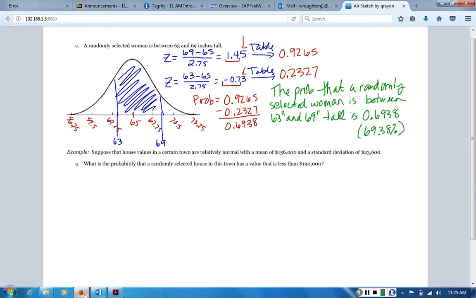Alright, so for our new example, we're looking at house values in a certain town. They're relatively normal with a mean of 156,000. So that's going to be our mean. And a standard deviation of 23,600. So that's going to be our sigma. Okay. Our first question is to find the probability a randomly selected house in this town has a value that is less than 190,000. Alright, so we're going to start with the picture.